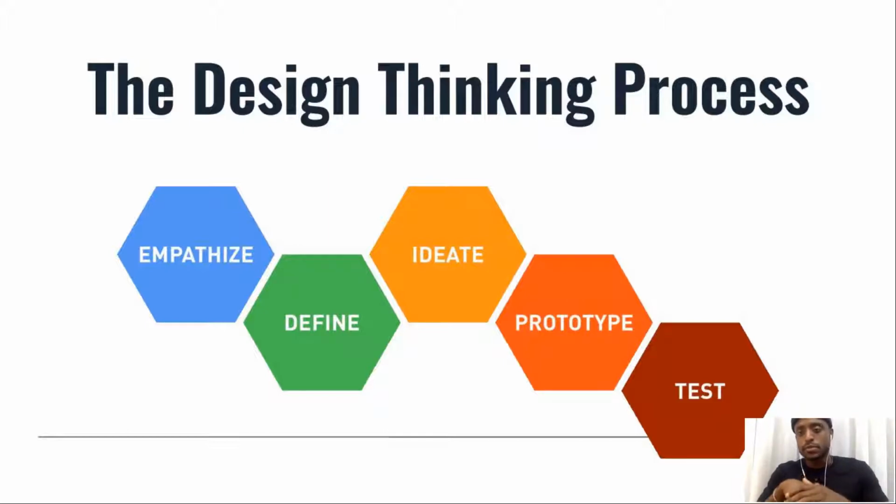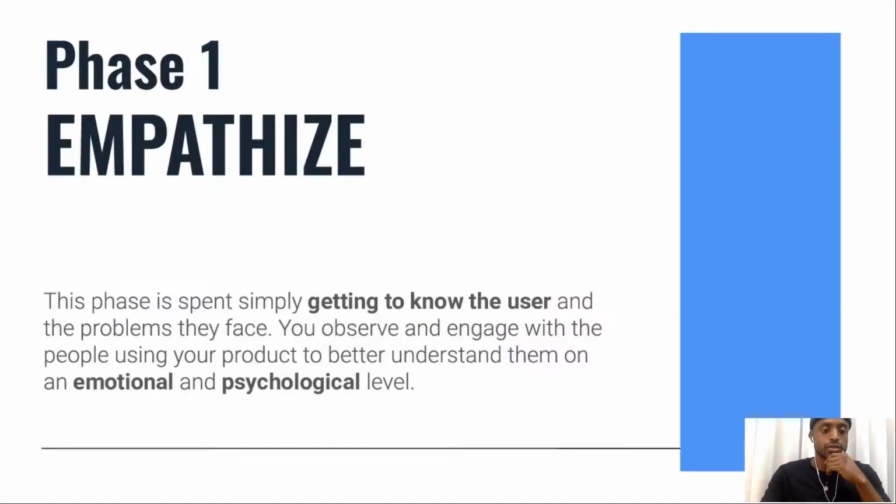So I'll try not to go too deep, I'll just give you a general understanding of each phase and how it works. Phase number 1, the empathize phase. This is spent getting to know your user and the problems they face. You observe them and engage with them to understand them on an emotional and psychological level. Let's say you don't know your user, or you're not aware of the industry. What you would do is called preliminary or preparatory research. This is pretty much just taking the time to get to know the industry, get to know competitors, similar products, comparable experiences, or other services that are in that industry.